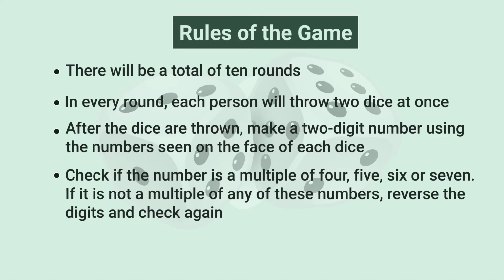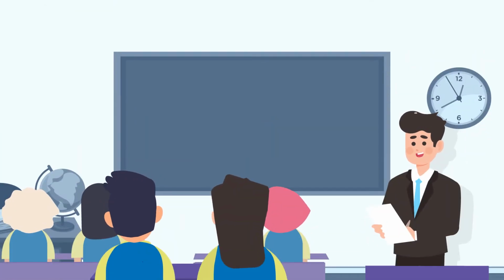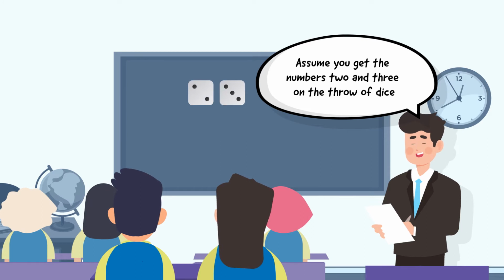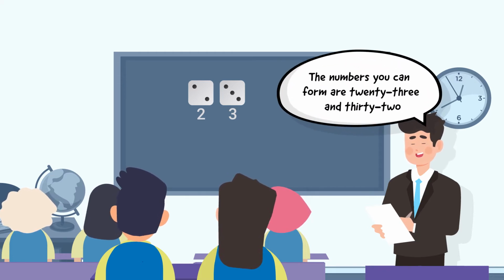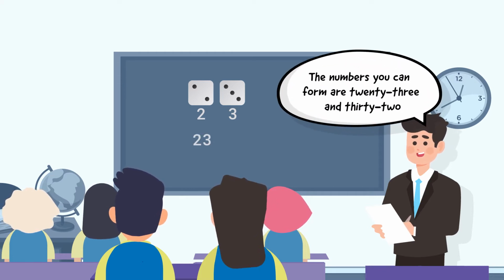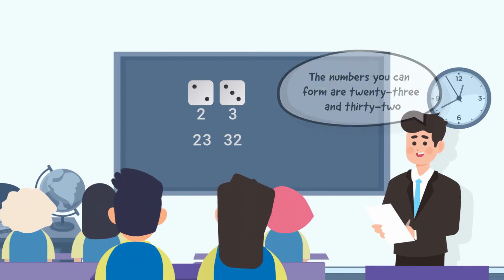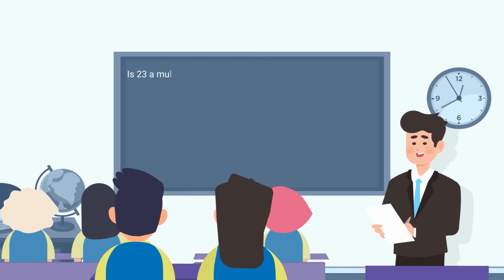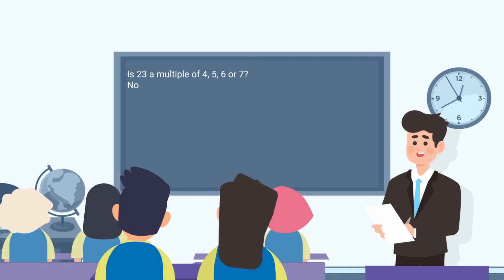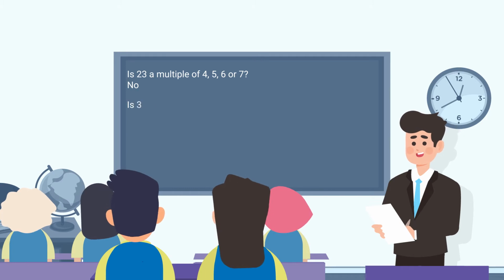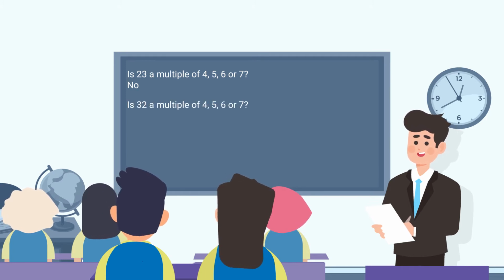Inform the students that, for instance, let's assume that they get the numbers 2 and 3 on their thrown dice. Then, the two 2-digit numbers that they can form from these numbers are 23 and 32. So, they will have to first check if 23 is the multiple of 4, 5, 6 or 7. Now, since it isn't a multiple of any of these numbers, they will then have to check the reversed number. That is, if the number 32 is a multiple of any of these numbers.